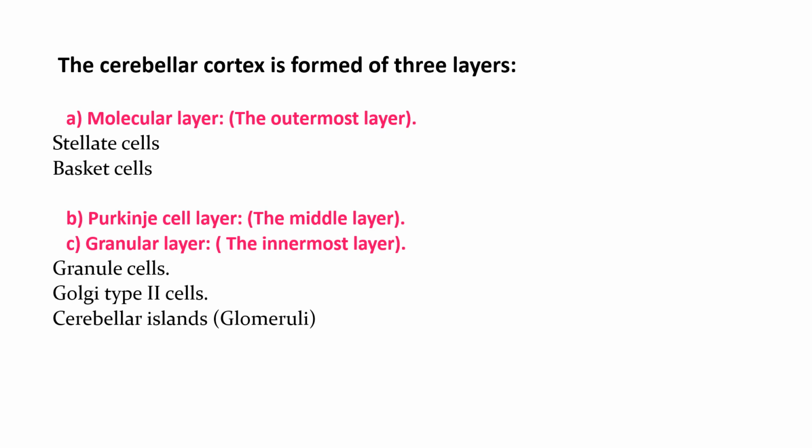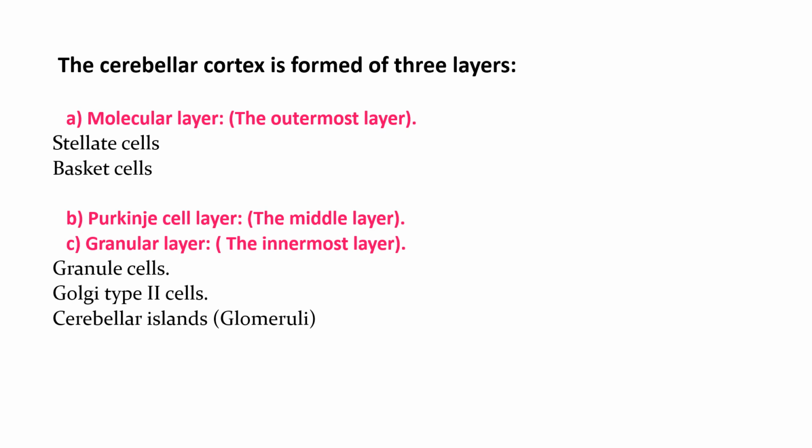The cerebellar cortex is formed of three layers. The first one is called the molecular layer, which is the outermost layer in position. What are the components of this layer? It contains stellate cells and basket cells. So the molecular layer contains two cells: number one, stellate cell; number two, basket cell.